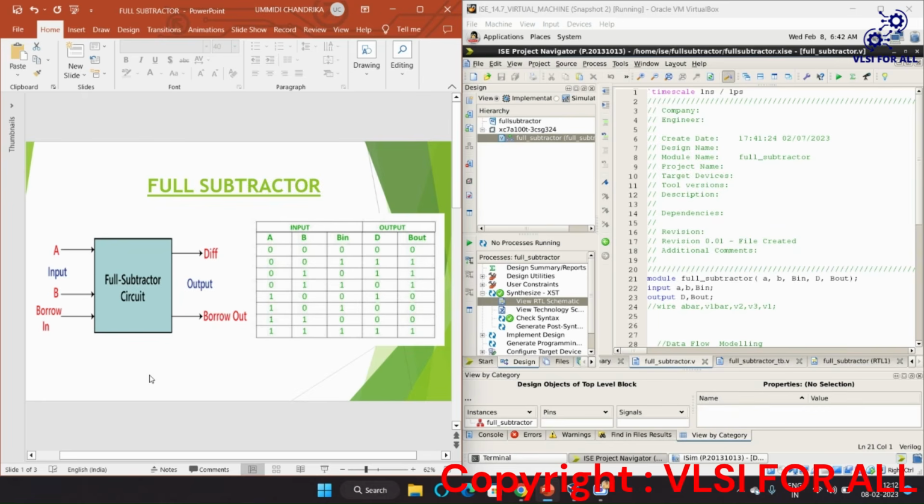The three inputs A, B, and Bin denote the minuend, subtrahend, and previous borrow respectively, and there are two outputs, difference and borrow out. Here is the truth table of the full subtractor as shown in the figure. See here, A, B, and Bin are the inputs, and D and Bout are the outputs obtained from the inputs. When the inputs are 0, 0, 0, then the difference is 0 and Bout is also 0.